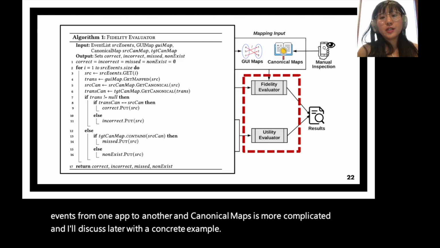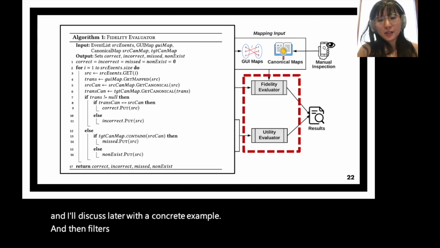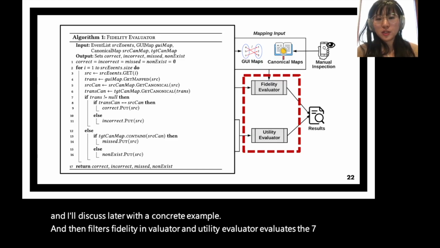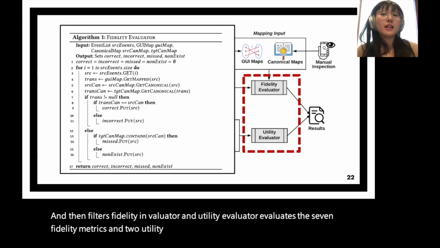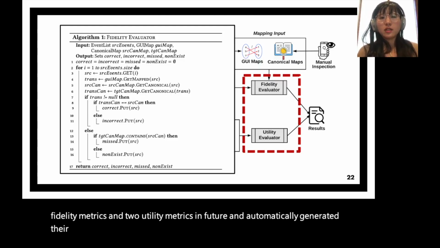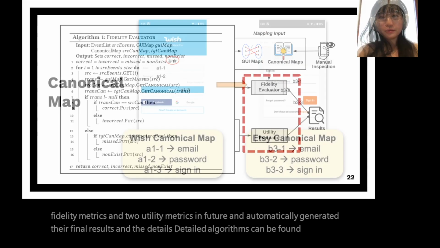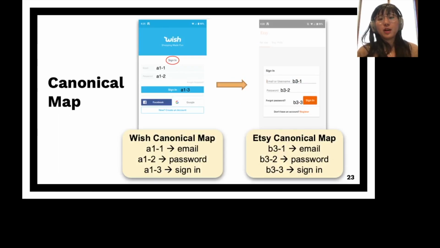And then FrUITeR's fidelity evaluator and utility evaluator evaluate the 7 fidelity metrics and 2 utility metrics in FrUITeR and automatically generate their final results. And the detailed algorithms can be found in our paper. So as promised, here is what a canonical map is.